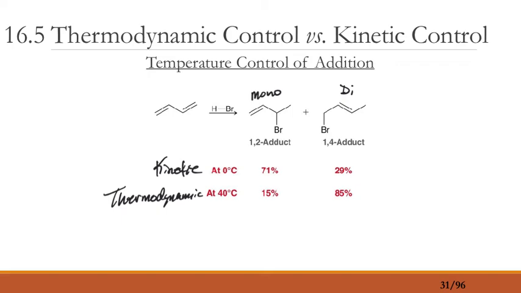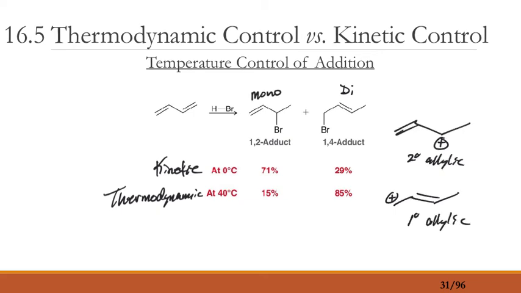So under kinetic control, the most stable carbocation matters the most, and that would be the one that would be secondary allylic, versus the 1,4 adduct comes from a primary allylic carbocation, so it's less stable. But if you allow high temperatures and equilibria to form, you'll get more of this product, because the product is neutral. It's not a carbocation you have to worry about, and it has a more stable alkene.